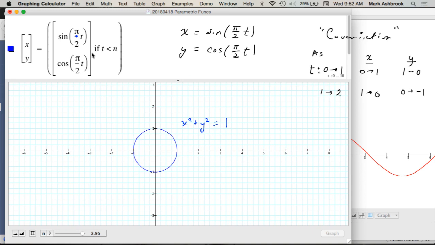So if these are the same set of points, how are they the same set of points? X squared plus y squared equals 1, and x equals sine of pi over 2 t, and y equals cosine of pi over 2 t. How is it that those are the same set of points? Anyone see the connection there? Yeah, Cody. Tell me.